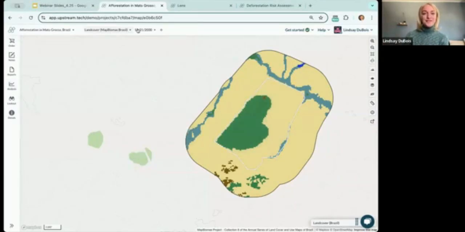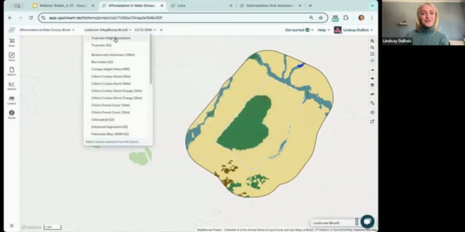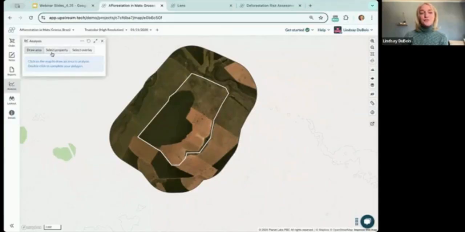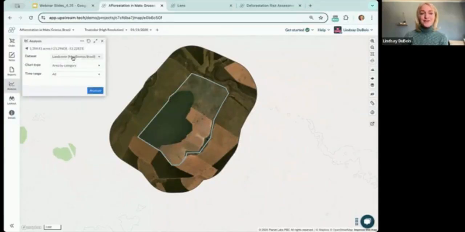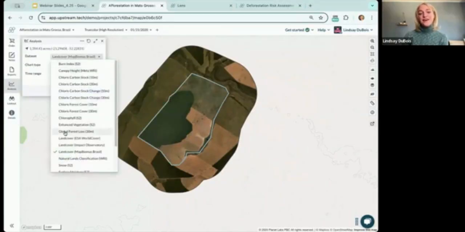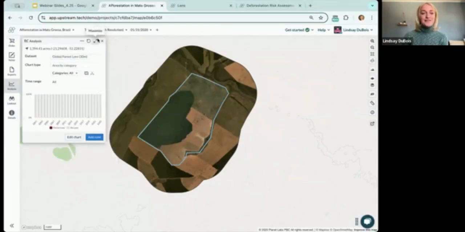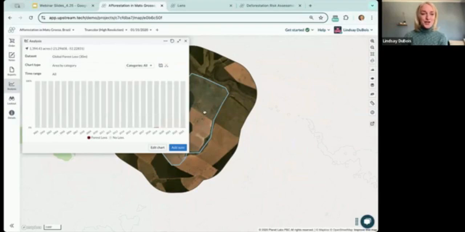So closing out of this and going back into my true color high resolution data, the next thing I might look at is global forest loss. So again, I'm going to select the whole property, and this time I'm going to choose the Hansen Global Forest Loss data set. This is also really helpful. I quick analyze and it quickly pulls up this chart, which is exactly what I would want to see for an afforestation project.